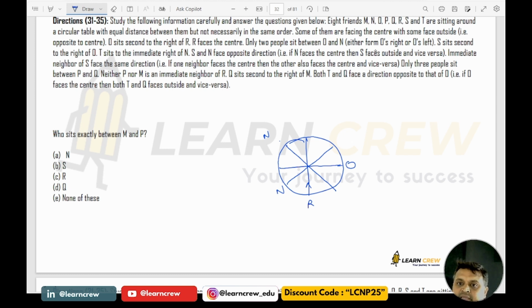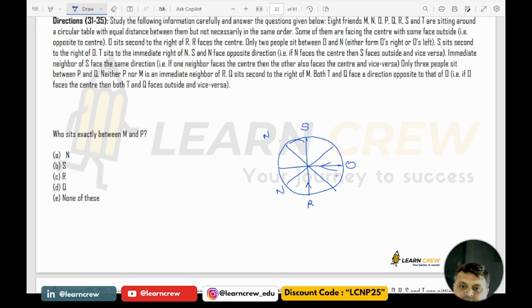Either from O's right or O's left. Okay. S is second to the right of O. S, second to the right of O, means definitely, because if O is facing outwards, O's second right has to be R, but it is already fixed. So S must be here. So from this we can say O is facing center.